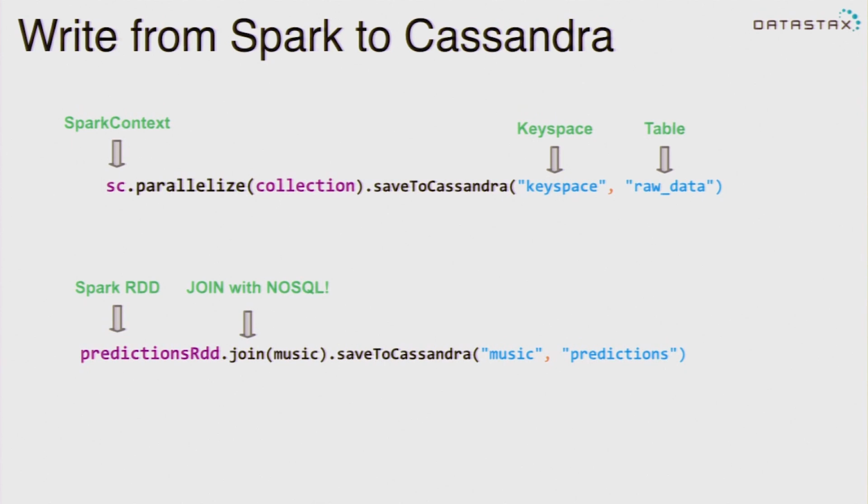Or here I can do, and I have a few of these, but usually you can't do joins with NoSQL, but with Spark and the Cassandra connector, you actually can. So here is a basic sample. I have a predictions RDD collection of data. I can call join on predictions for a music collection RDD, save that to Cassandra. So we are joining our data sets.